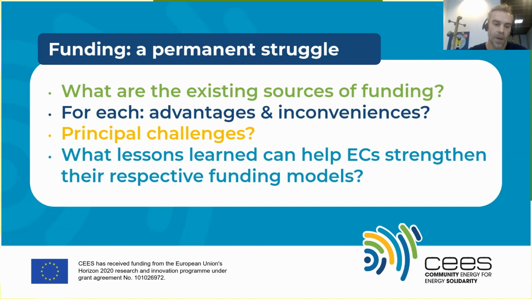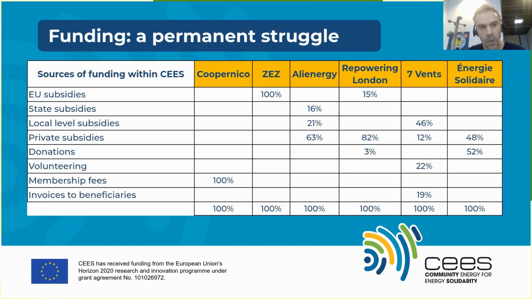And so our work is based on 3 different phases. The first phase is to have a look at what's existing. What are the sources of funding, advantages, inconveniences, principal challenges, and what lessons can we learn? So that's just an overview of the different sources of funding present in each of the cooperatives.